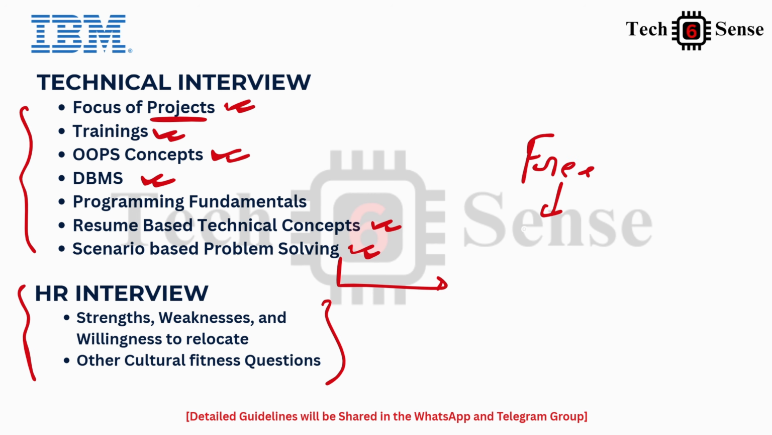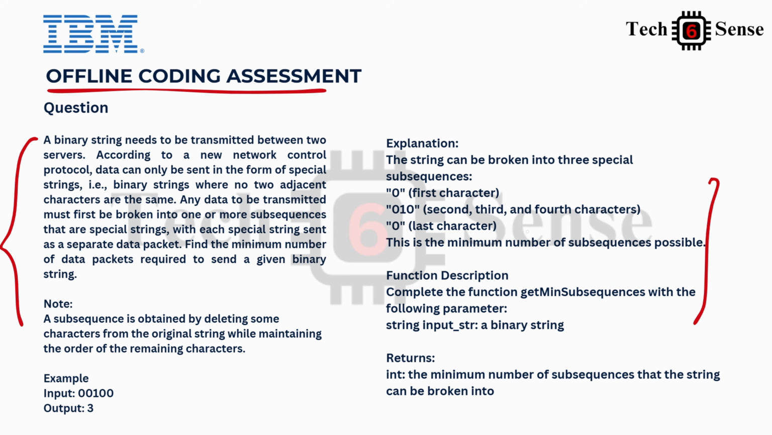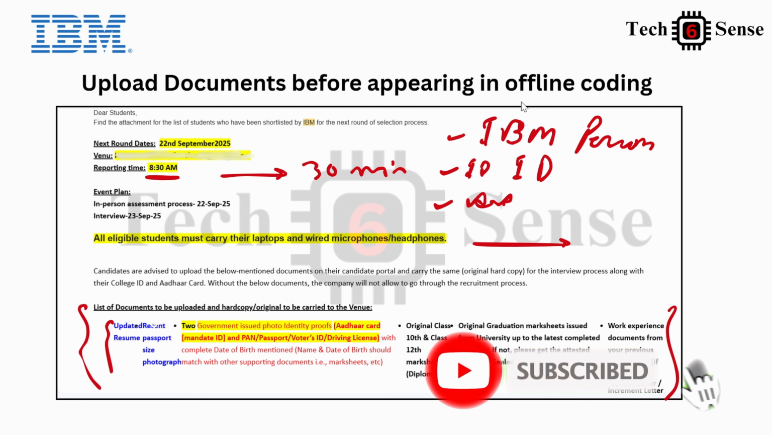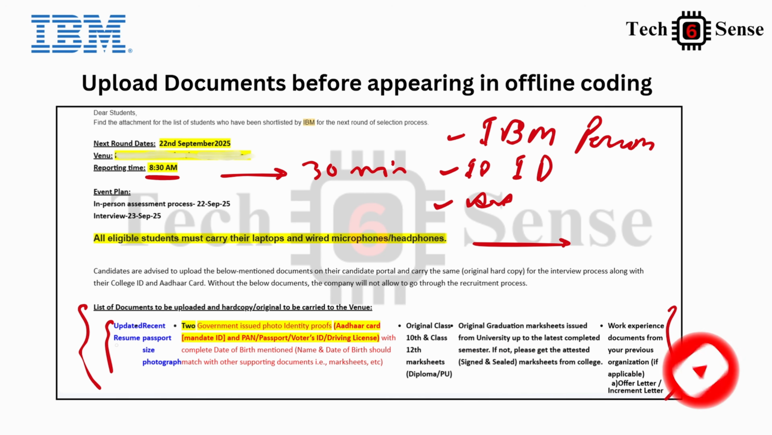The each and every document is already updated. And again, for your case, it's my suggestion: make sure you check your mail which is shared by IBM. So do the necessary things, prepare the necessary documents. And yes, there is one thing they have mentioned: for the in-person interview you have to carry the updated resume. During the registration process you have already uploaded one resume, so can you modify the resume? Definitely yes. For the interview purpose, if you think you need some modification in your resume, definitely you can update the resume.